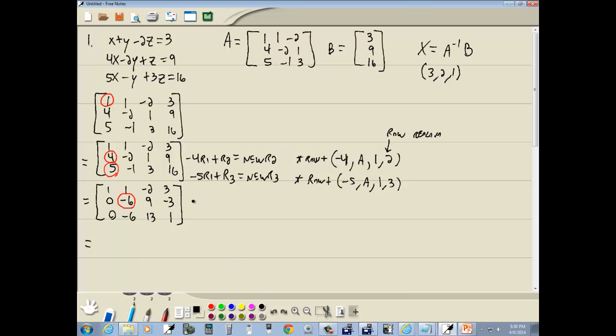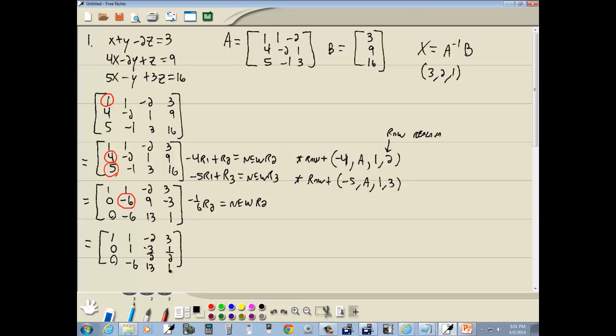If I was doing this by hand, I would multiply -1/6 times row 2, and that'll give me my new row 2. Let's see how this goes. 1, 1, -2, 3. -1/6 times 0 is 0. -1/6 times -6 gives us a +1. -1/6 times 9 is -9/6, which is -3/2. -1/6 times -3 is a +3/6, or a +1/2. And I'll leave this one alone for the time being.